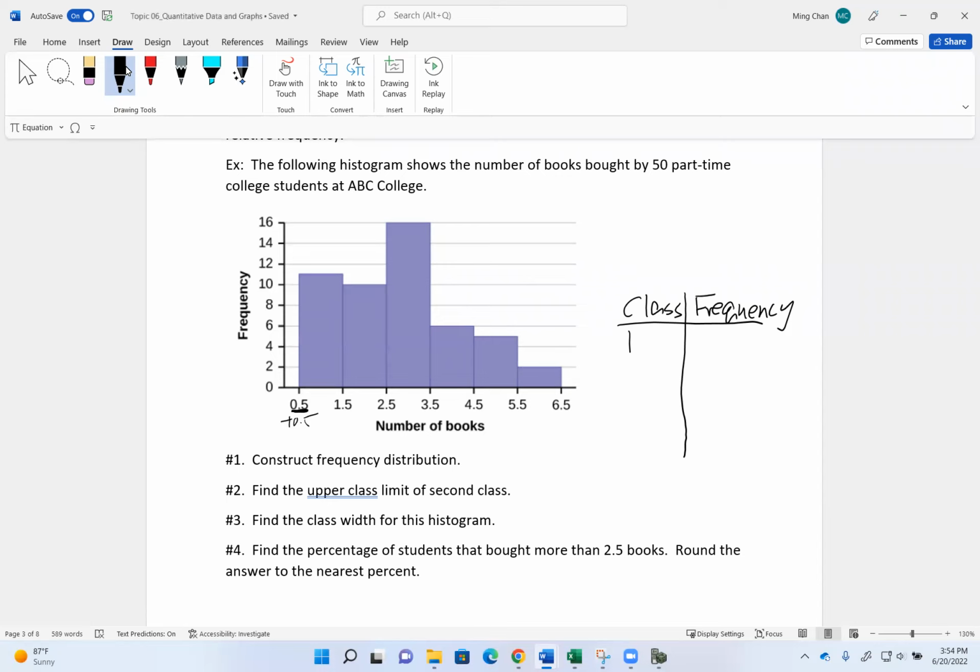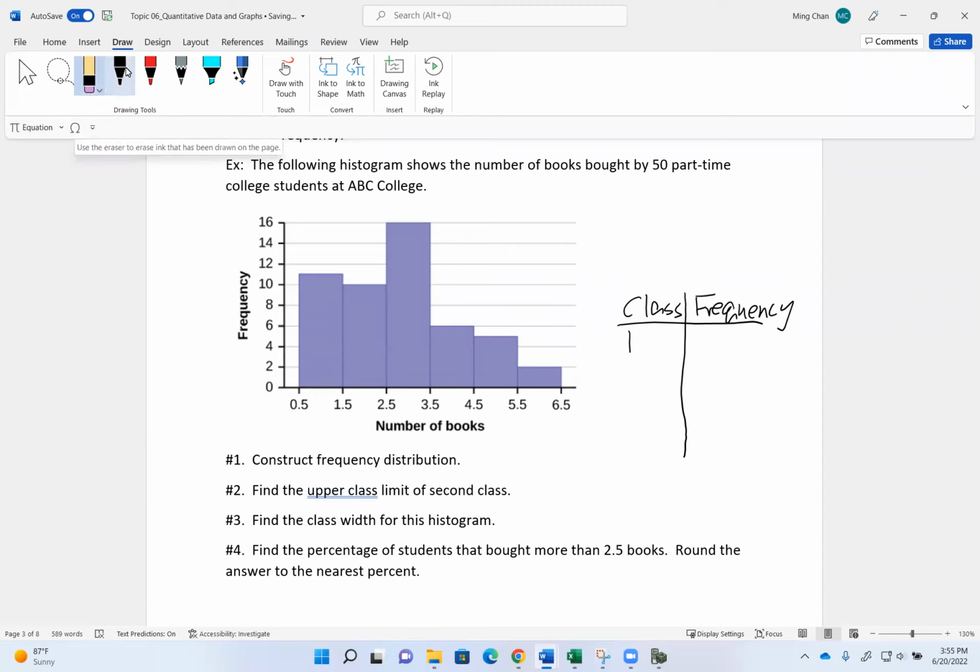Let me think. Let me make sure. The lower class limit minus, right? So if I go reverse, normally it's 1. So normally the lower class limit minus 0.5, the upper class plus 0.5. So if I minus here, that would just be 1. So this 1 to 1, right? The next class. So this is buying 1 book.